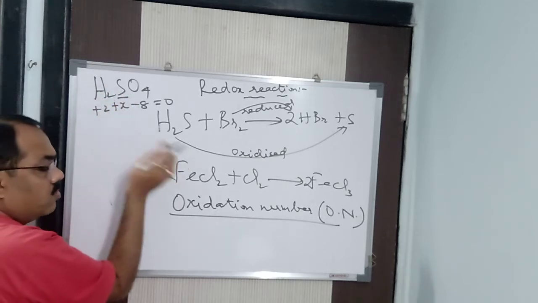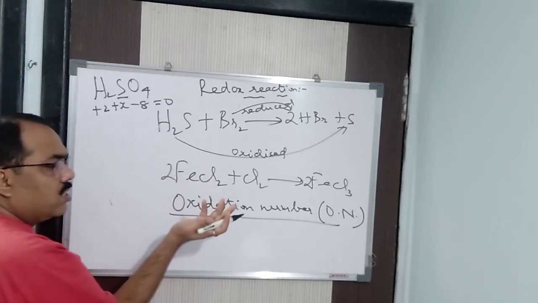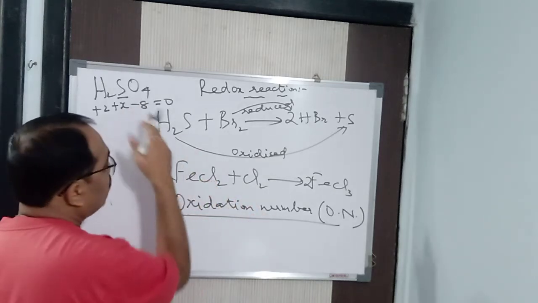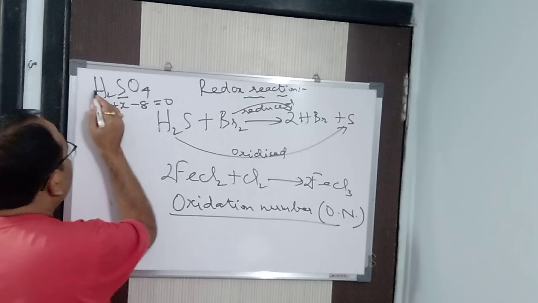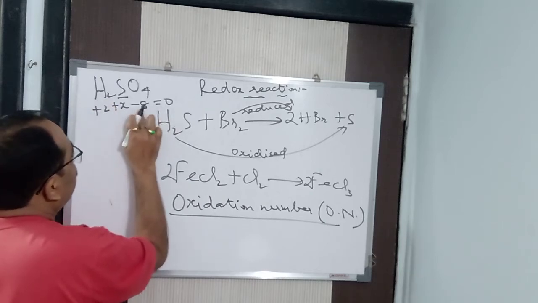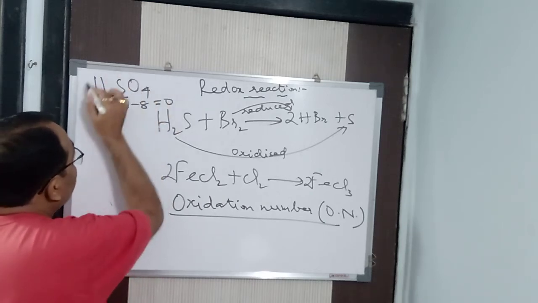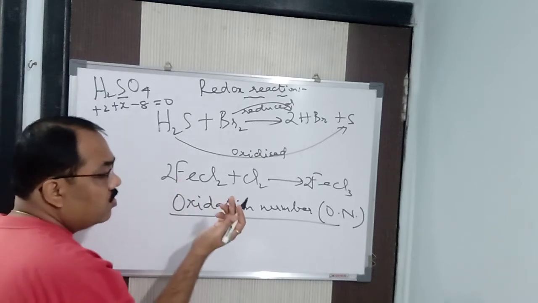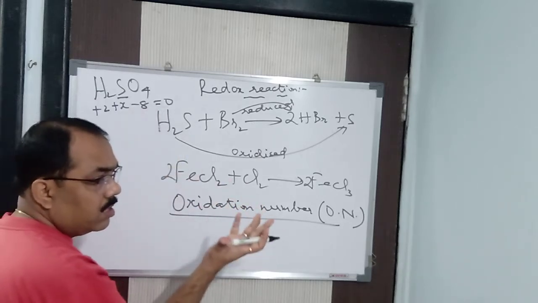I'll tell you the rules, of course. But this you know: hydrogen's oxidation number is plus 1, oxygen is minus 2. Alright, so it is plus 2 plus X minus 8 is equal to 0. Why is it equal to 0? Because the compound is neutral. A compound is always neutral in nature, so the total oxidation state will be 0.